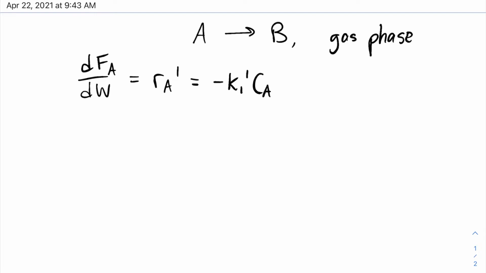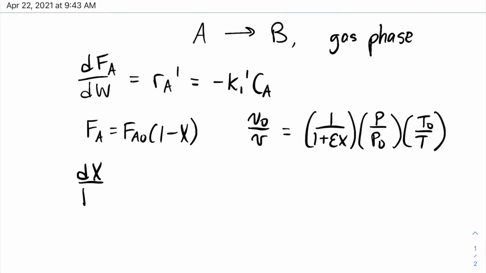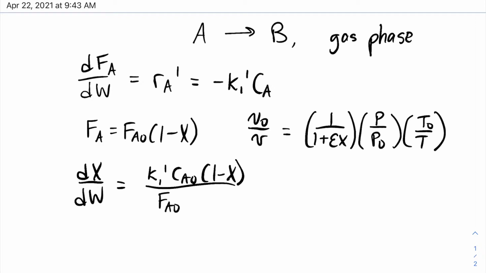And we can make our normal substitutions to get everything in terms of conversion. FA is equal to FA0 times (1 minus X), and we know the volumetric flow rate ratio is 1 over (1 plus epsilon X) times P over P0 times T0 over T. And so we make those substitutions in, we'll get a final mole balance that looks like dX/dW is k1 prime CA0 (1 minus X) divided by FA0 (1 plus epsilon X) times P over P0 times T0 over T.